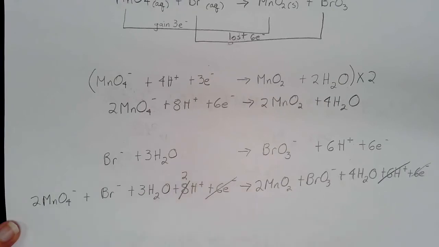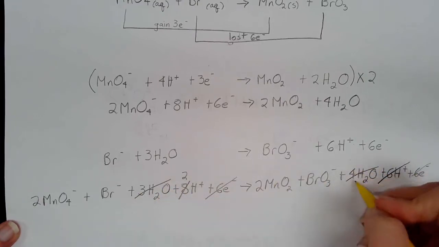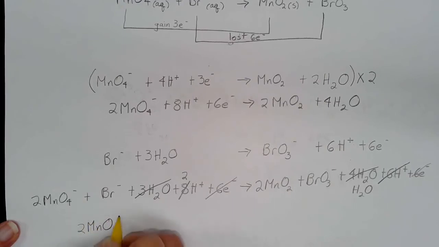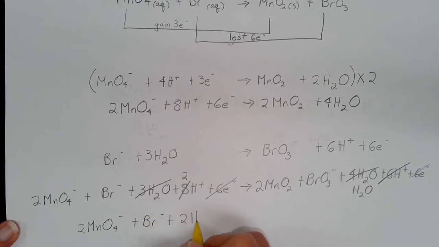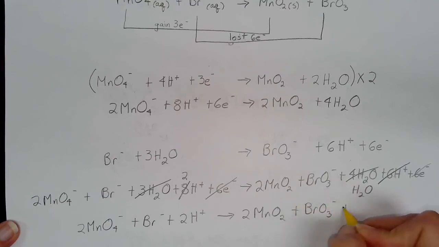We just subtracted 6 hydrogen ions from both sides. We have 3 water molecules here and 4 water molecules here. We can cancel out the 3, subtract 3 from both sides. This becomes 1 water molecule. And now we can simplify our equation. We have 2 permanganate ions and a bromide ion and 2 hydrogen ions, forming 2 manganese 4 oxide ions, a bromate ion, and a water molecule.